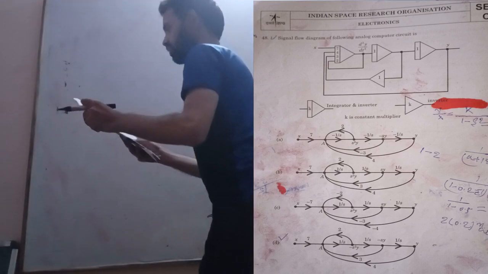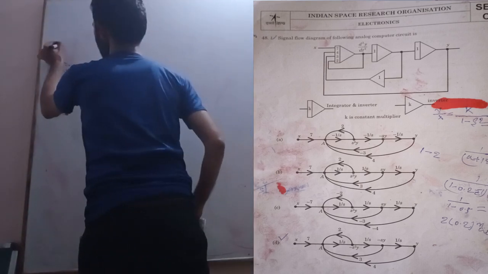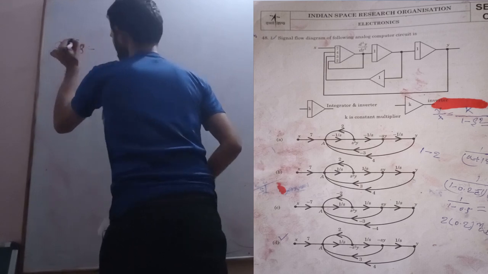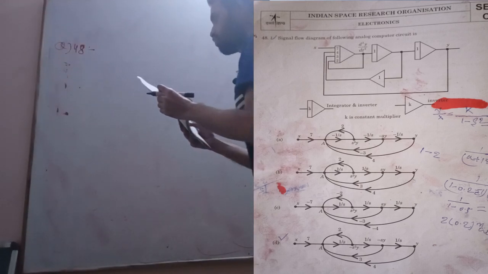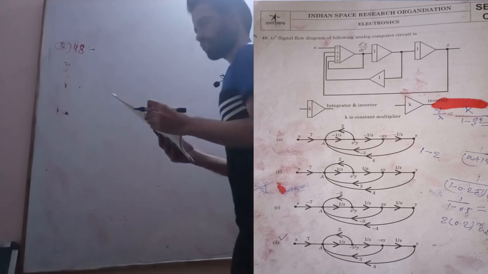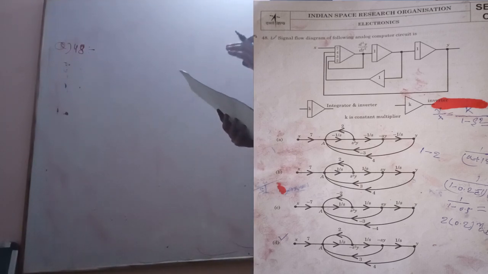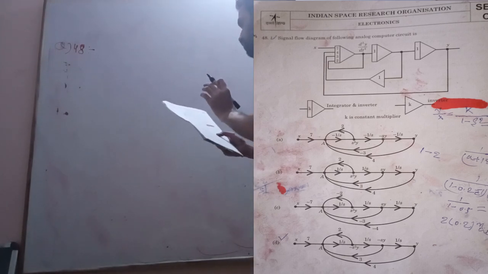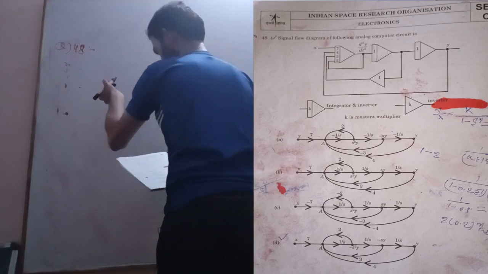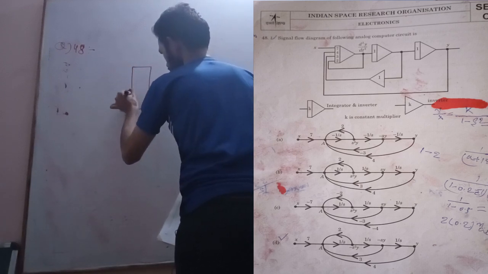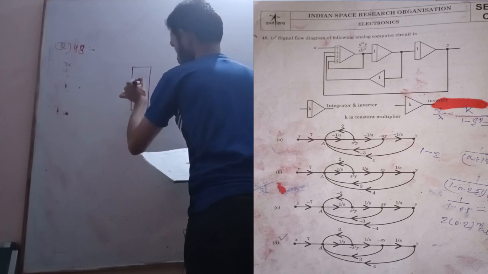So, students, let us see question number 48. Question number 48 is about the signal flow diagram for the following analog computer circuit. We have to draw the signal flow diagram for the following computer circuit. This is given as the analog computer circuit.